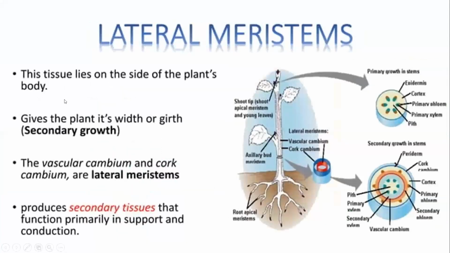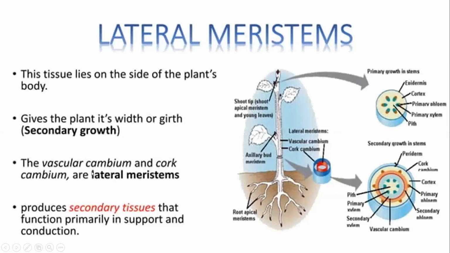Lateral meristem: this tissue lies on the sides of the plant body, giving the plant its width or girth, that is secondary growth. During secondary growth only, these lateral meristems are active and help in the formation of secondary tissues. The vascular cambium and cork cambium are the lateral meristems.